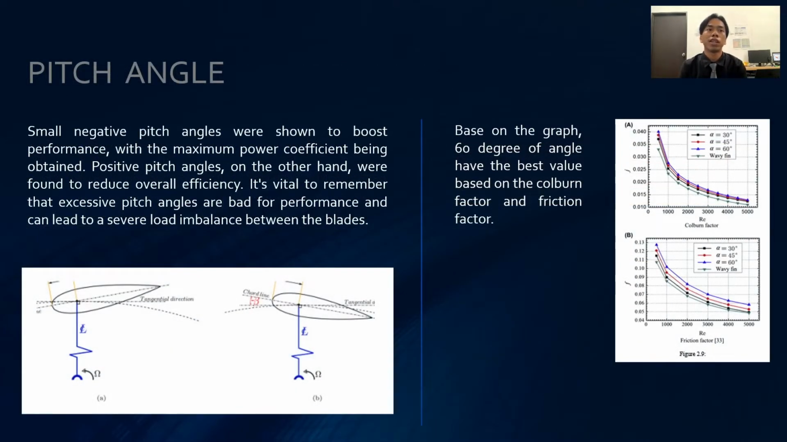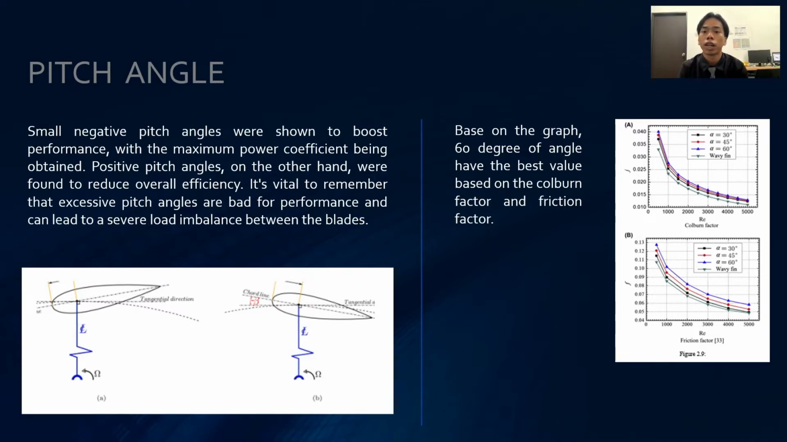Okay, for the pitch angle, small negative pitch angles were shown to boost performance, with the maximum power coefficient being obtained. Positive pitch angles, on the other hand, were found to reduce overall efficiency. It's vital to remember that excessive pitch angles are bad for performance and can lead to a surface load imbalance between the blades. As you can see in this picture, the left side is a positive pitch angle and the right side is the negative pitch angle. And for the pitch angle, we have chosen the positive pitch angle based on the research.